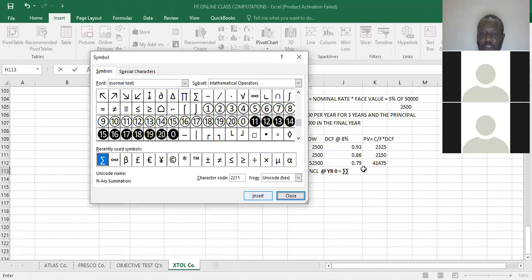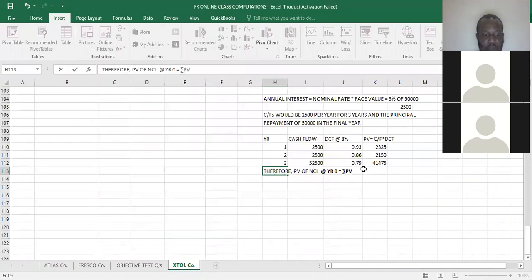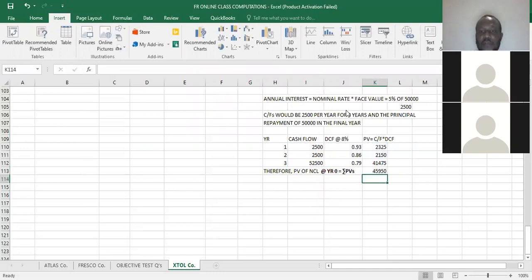So that will be our summation of present values, which is equal to the sum of all these figures, the 3 of them for those 3 years. If it was 5 years, then you have 25, 25, 25, 25, and in the final year, 52,500. So this figure here is our non-current liability in year 0.